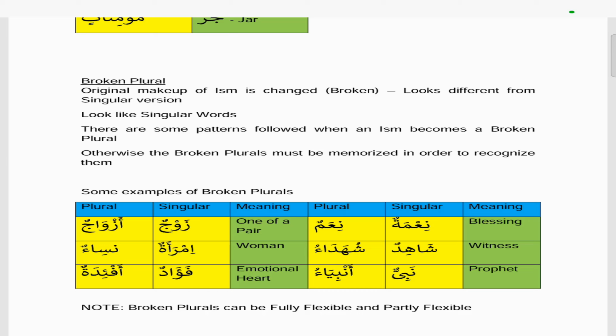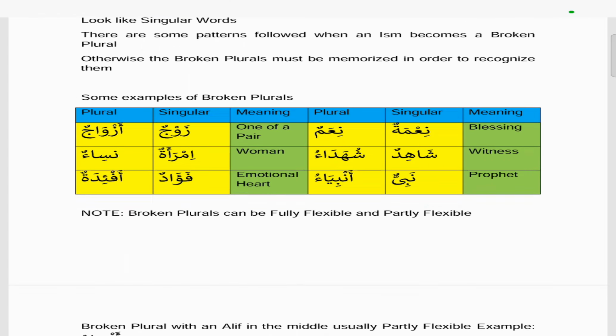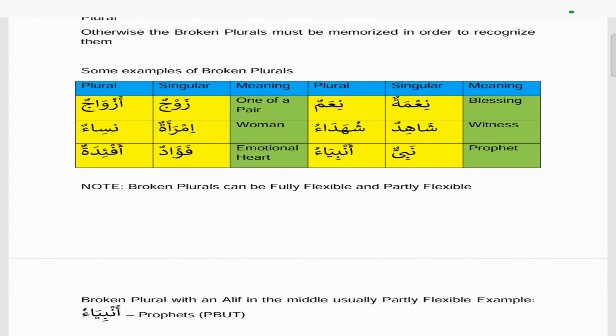There are some patterns that are followed when you want to convert a singular into a broken plural, but in the majority of cases they just have to be memorized. So here's an example of some common broken plurals. If we start with the left side, if you look at the singular version, which is zawjun, which means one of a pair.